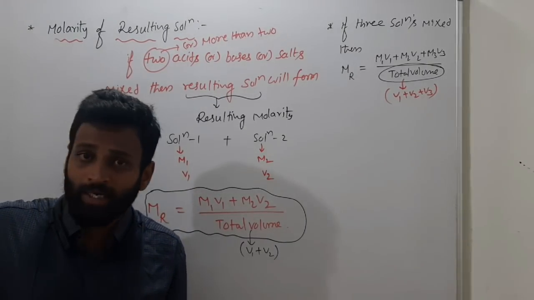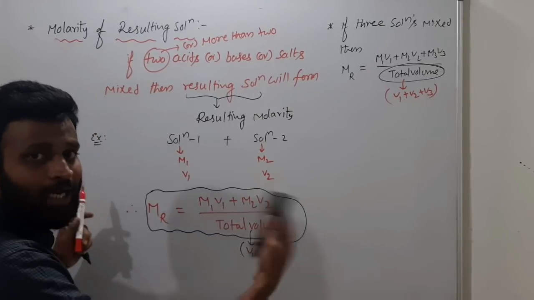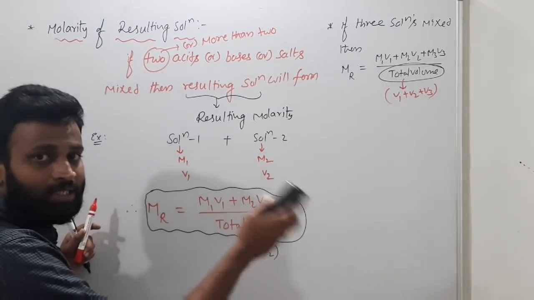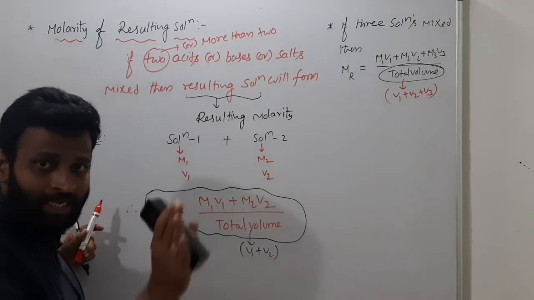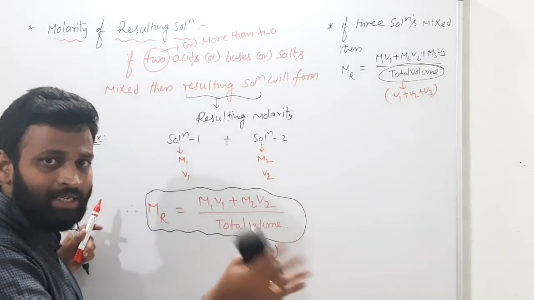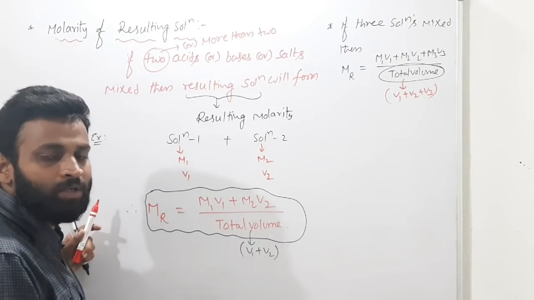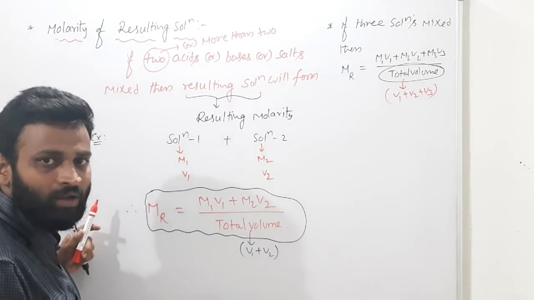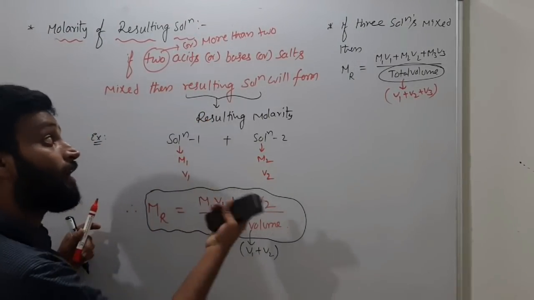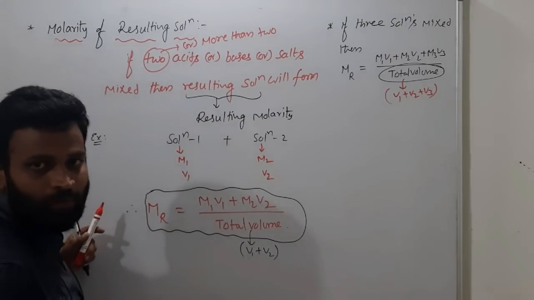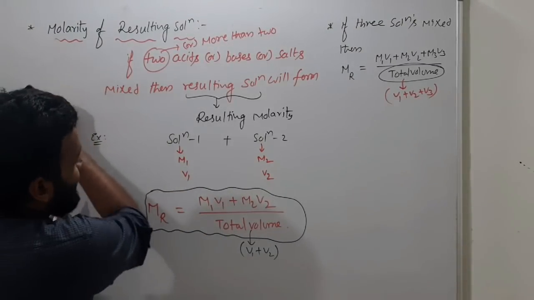When can you use the resulting molarity formula? If two solutions of a similar kind are mixed, meaning two acids or two bases. If one acid and one base are mixed, can we use this formula? No. This formula we cannot use; there is a different formula, which we will understand in our next chapters on acids and bases. So when two acids, two bases, or two salts are mixed, you can use this formula. I'll give you one numerical example.